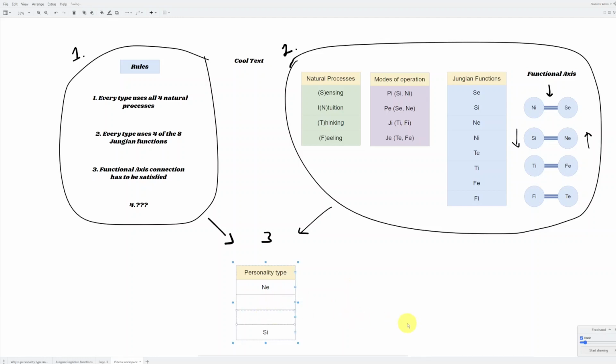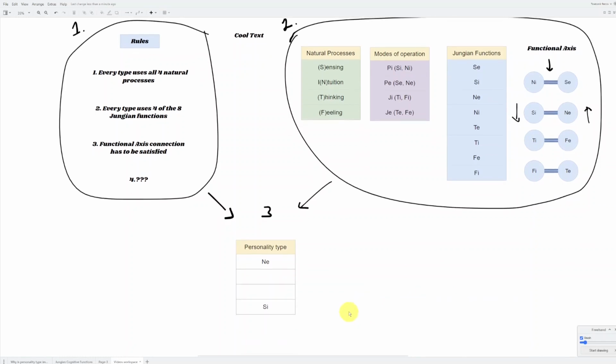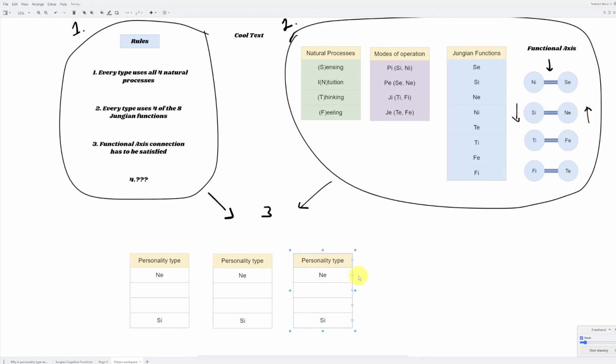Now we have 2 more slots left. So what can we put there? Well, we have this first rule, which is every type uses all 4 natural processes. So what is left here from the natural processes, we already have used intuition, extroverted intuition, and the sensing, which is introverted sensing. And we are left with thinking and feeling. And we have these 2 axes here which represent thinking and feeling. And let's try now to use them. We have 4 options. So what are the 4 options? So just create here 4 options.